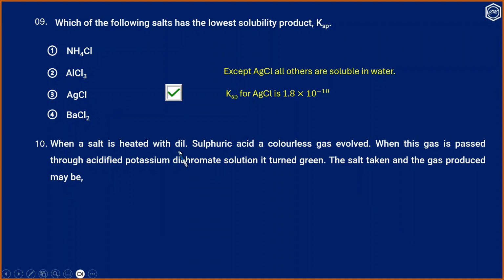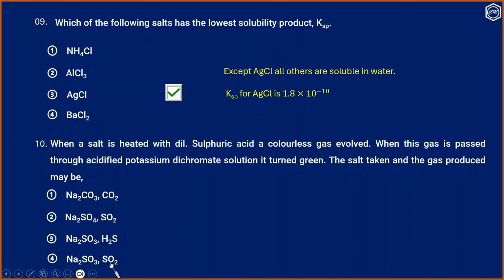When a salt is heated with dilute sulfuric acid, a colorless gas evolved. When this gas is passed through acidified potassium dichromate solution, it turned green. The salt taken and the gas produced may be: 1. Sodium carbonate and carbon dioxide, sodium sulfate and sulfur dioxide, sodium sulfate and hydrogen sulfide, sodium sulfite and sulfur dioxide.